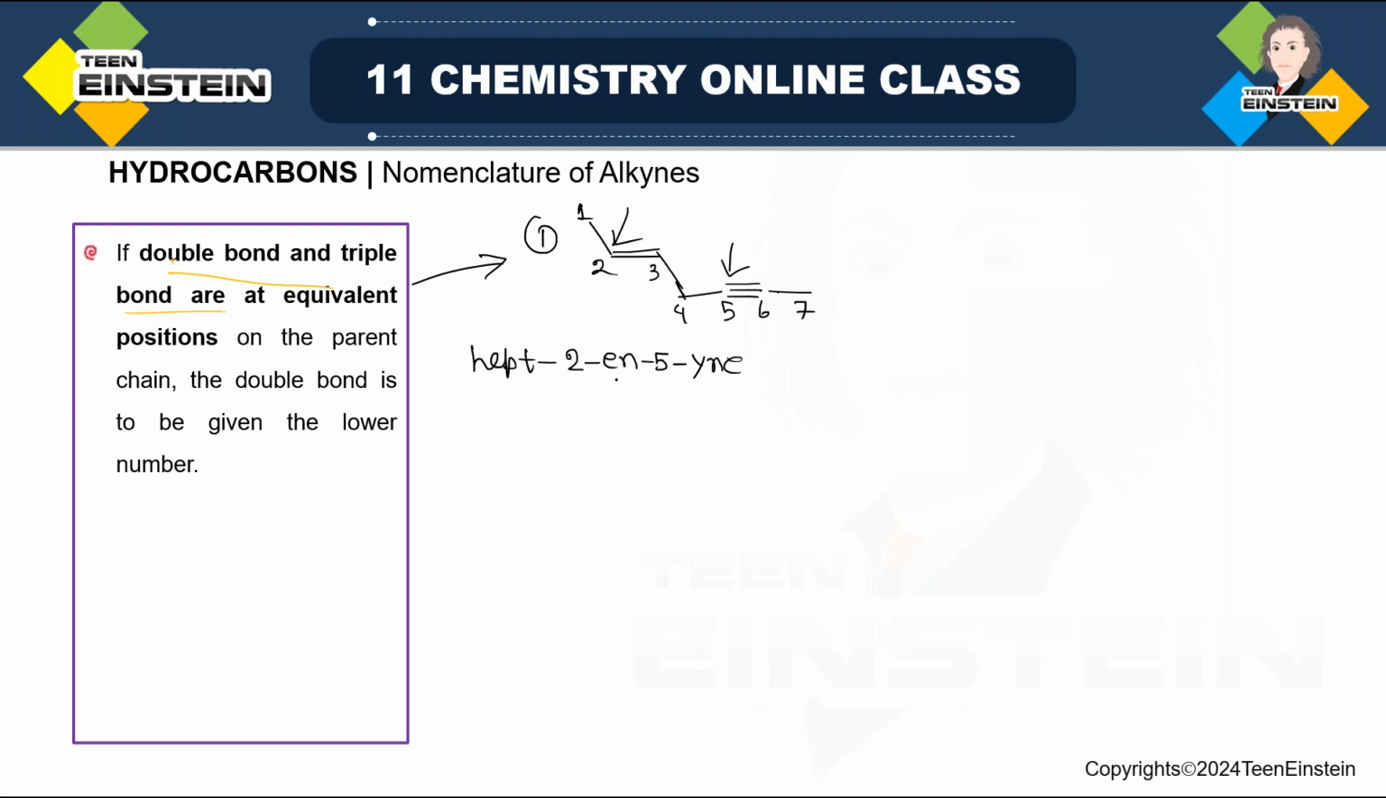Now whatever is the position of ene or yne, ene will always be written first because E alphabetically comes before Y. Fine. Now under this, okay, let me write it here. This is number 1. This is number 2. When their positions are equivalent, what we will do?